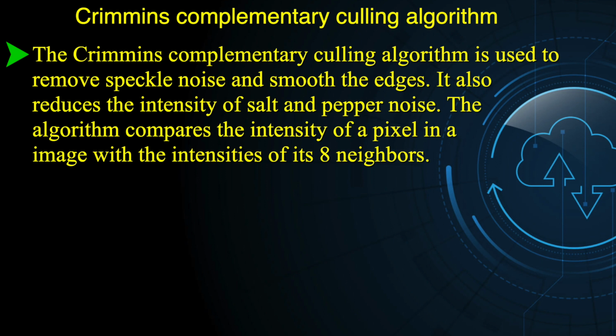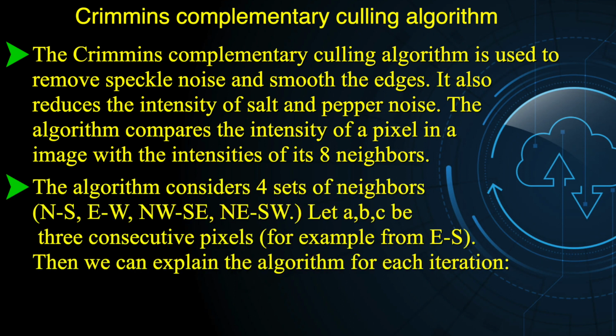It also smoothens the pixels, preserving edges. It also reduces salt and pepper noise. The algorithm compares the intensity of a pixel in an image with the intensity of its nearby neighborhood. The algorithm considers four sets of neighbors: north, south, east, west, northwest or southeast, northeast and southwest.